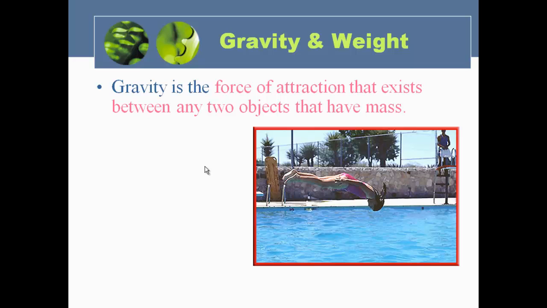Gravity and weight, again, we talked about this during the first law of motion. Gravity is the force of attraction that exists between any 2 objects that have mass. So any object in the entire universe, any 2 objects, they will have a gravitational attraction towards one another. They will. Anything with mass.